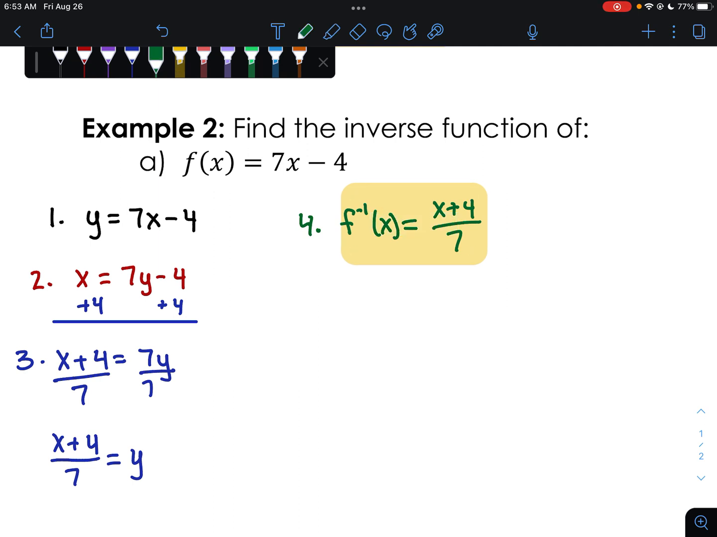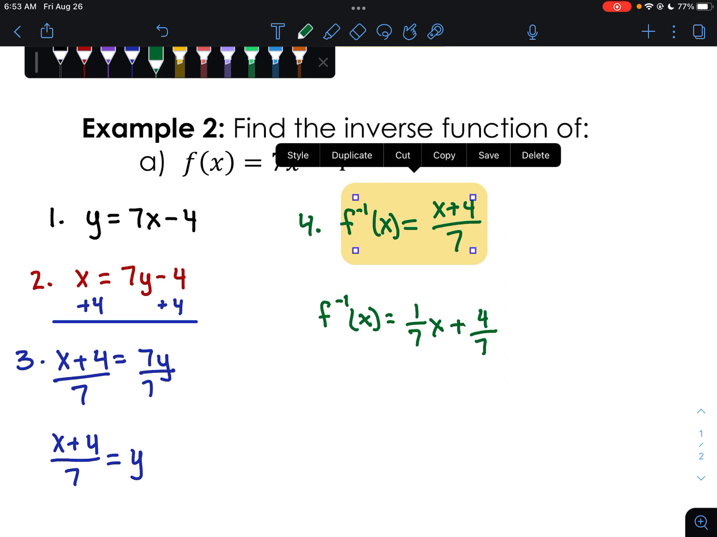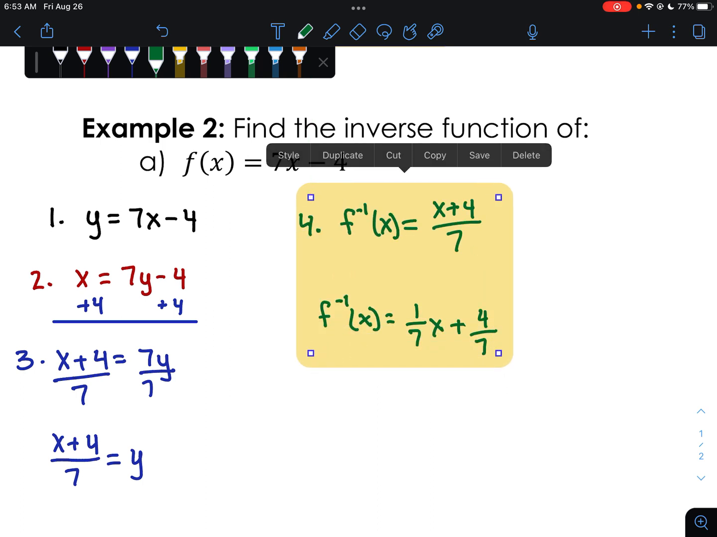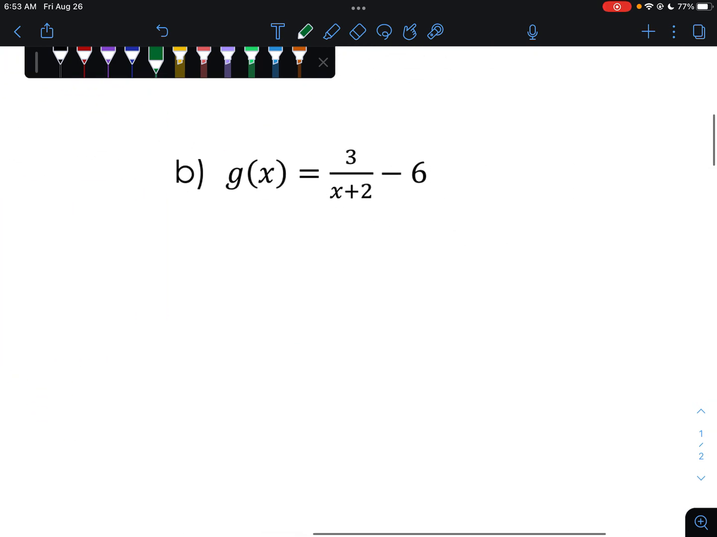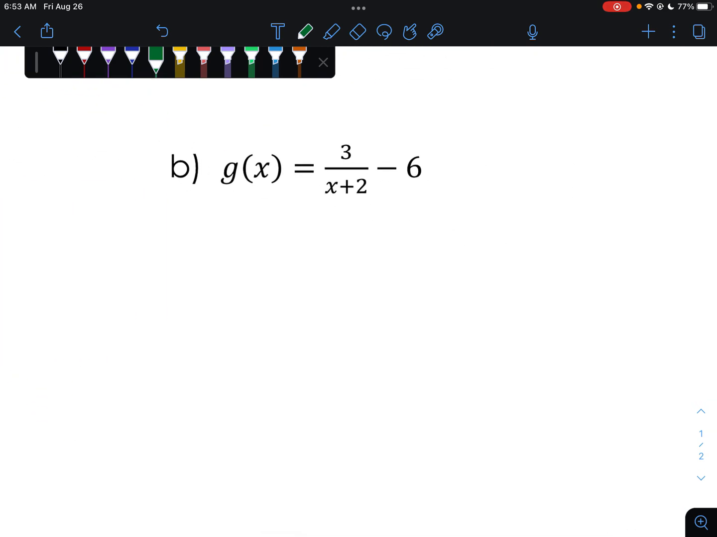Now, this can also be written as f inverse of x equals 1/7 x plus 4/7. Okay, so that answer is also correct. So either option, you might need to know both depending if it's a multiple choice or not. Okay, moving on to the second example.